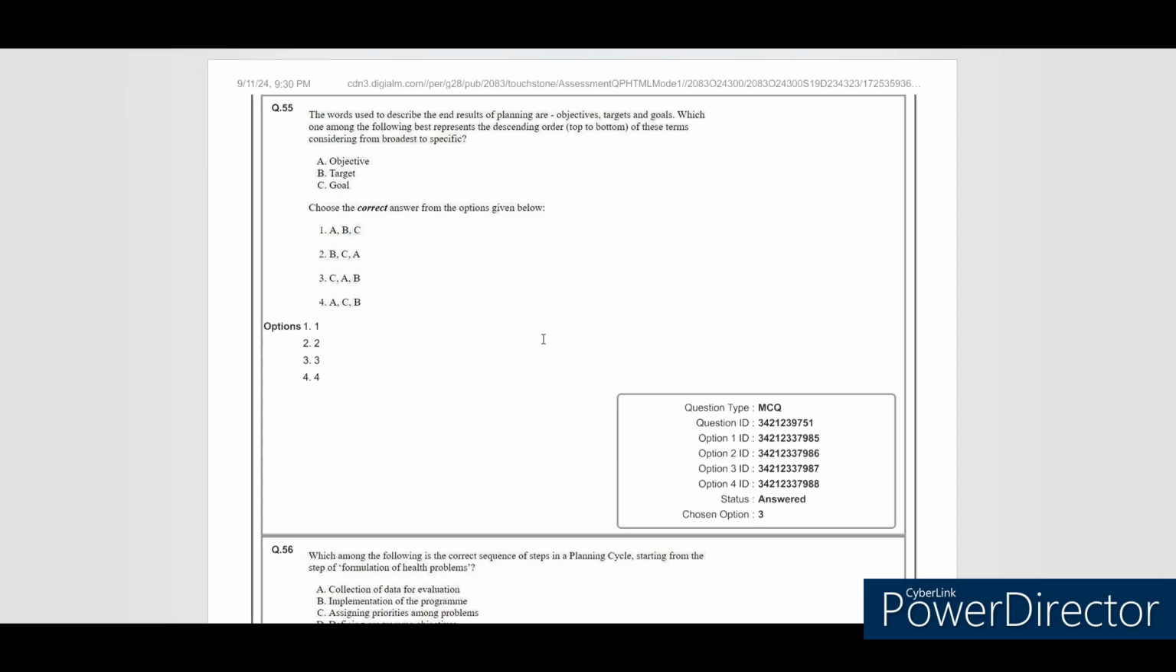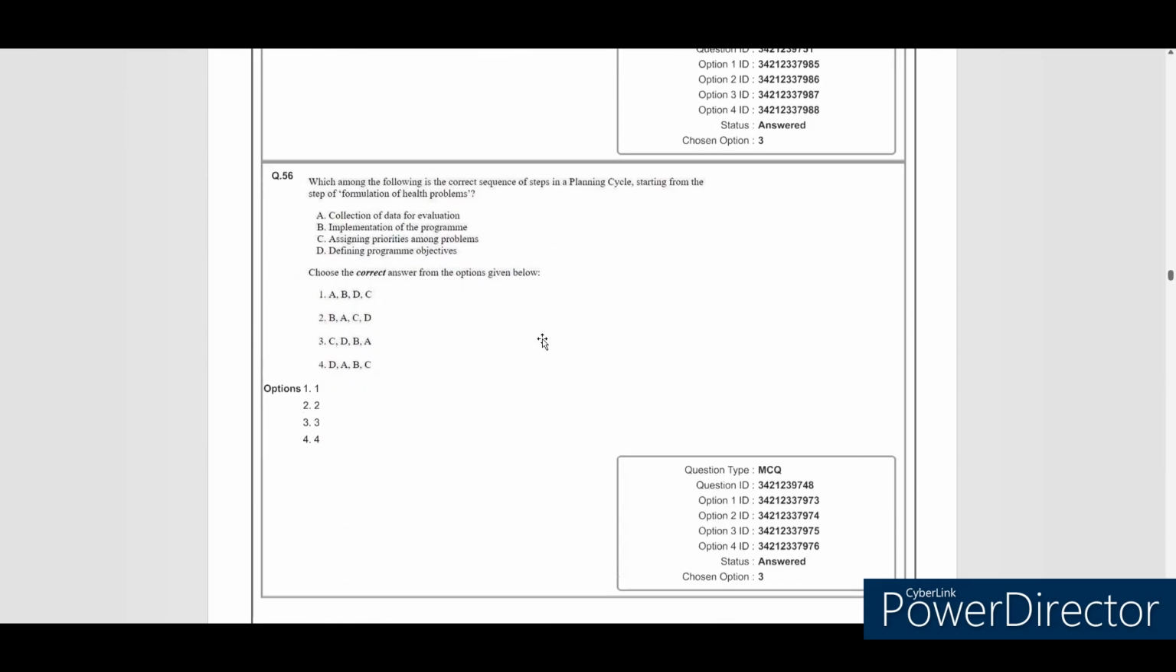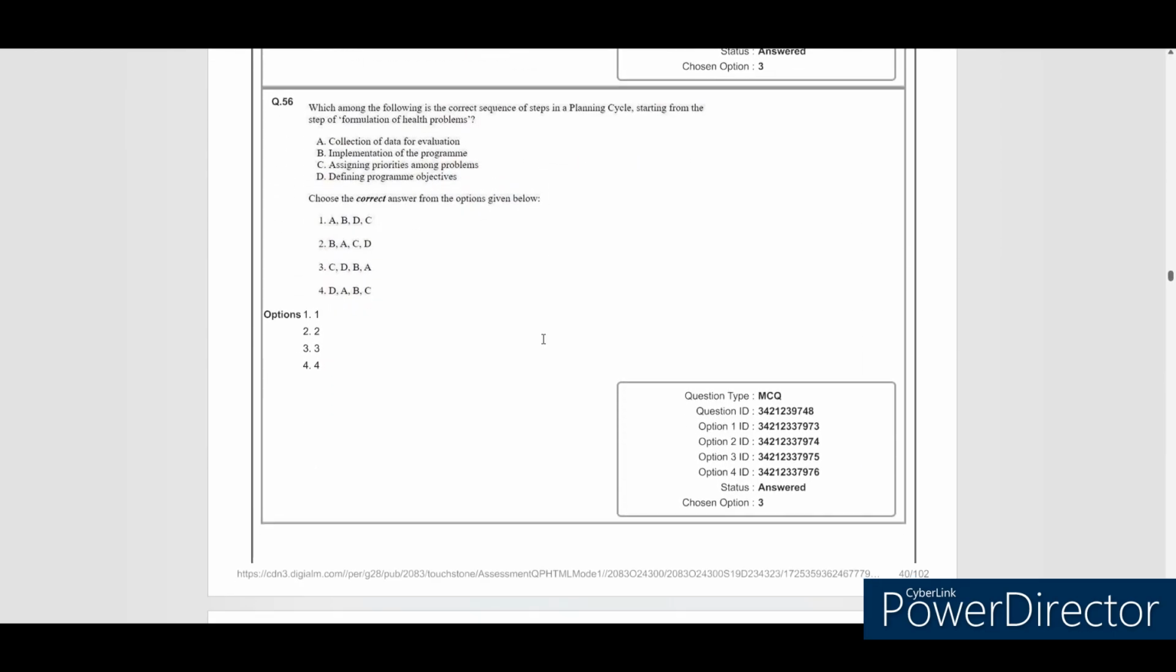It is option 3. Question number 56 is a very easy question, because if you read the options, there is one term they have used: evaluation. Evaluation is something which comes at the end of the program. So the last option should be A. There is only one option that has A as the last option, that is option 3. So C, D, B and A. This is how you can save time also.